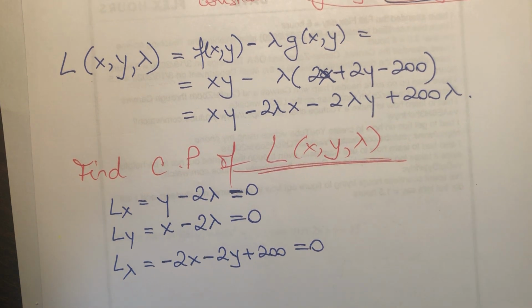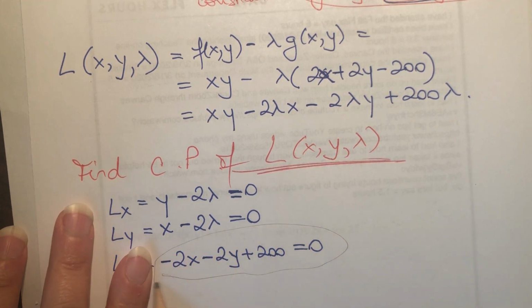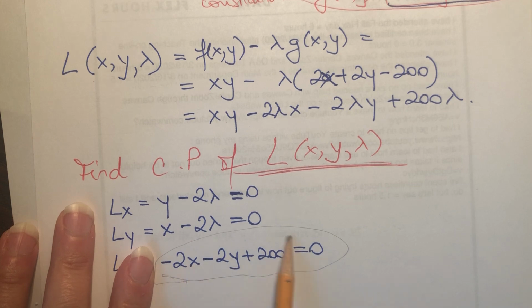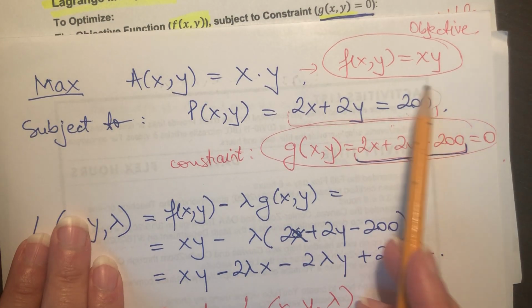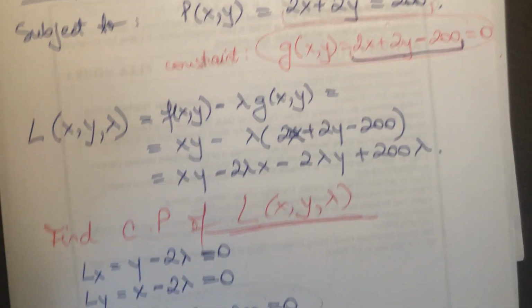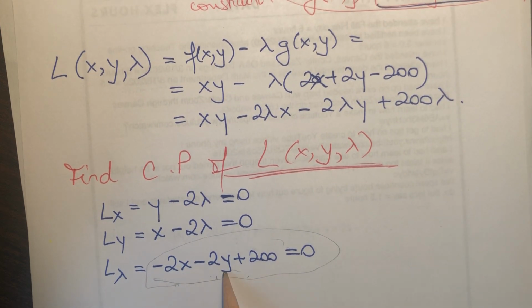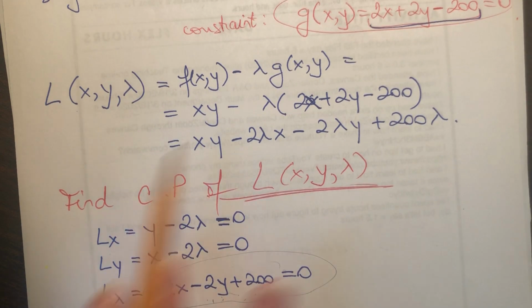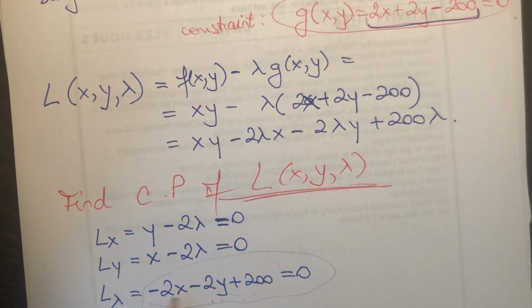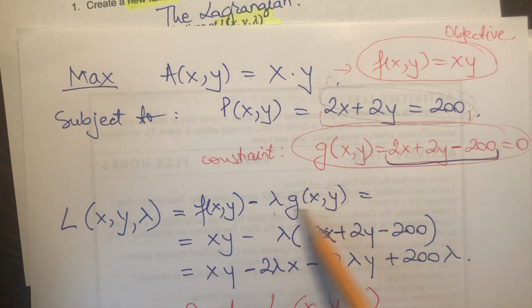I just want to point something out. This equation here, once you set this equal to 0, what is it really saying? The fact that 2x plus 2y is equal to 200, right? So that last equation always turns into your condition. By doing this, we're incorporating your condition that 2x plus 2y should equal 200 into this function. It's always part of the equation, always the last one. The derivative with respect to lambda is just your function g, the one that's set equal to 0.